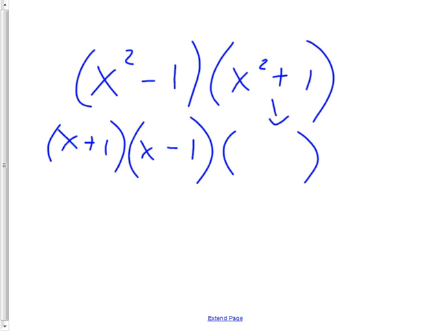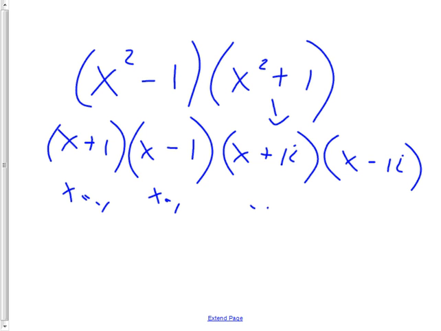Who can do this? What do you think? x plus 1, i, and minus 1. Yep. And then my four answers, two of them are real: x equals negative 1 and x equals 1. And this one's answer, negative i, and this one's answer, positive i.